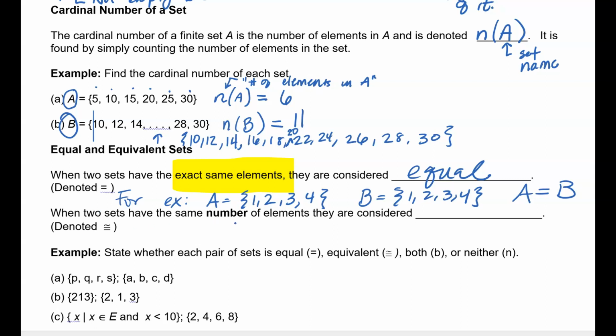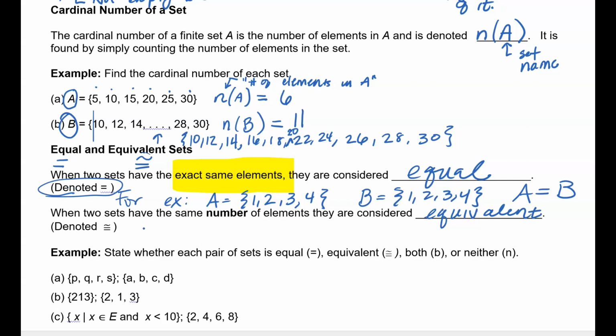When two sets have the same number of elements, they are considered equivalent. Okay, and for equivalent, we use the symbol. It looks like there's a squiggly line and then an equal. So for equals, we just use an equal sign, and then for equivalent sets, we use this sign right here. Oh, and you know what? I put that right down here. I must have missed that.